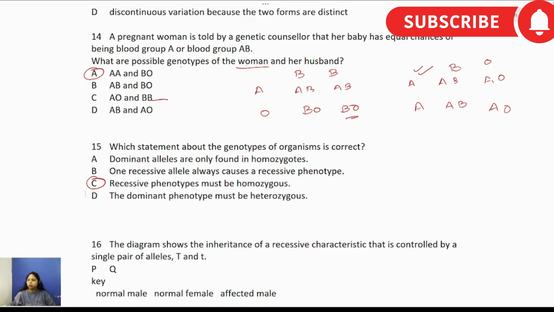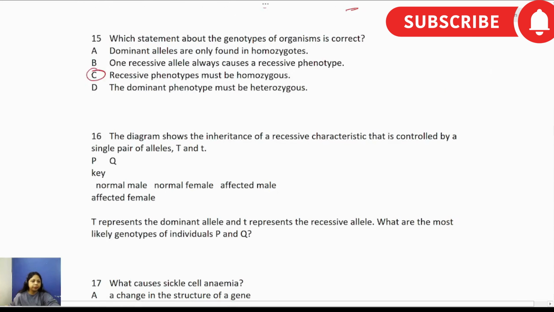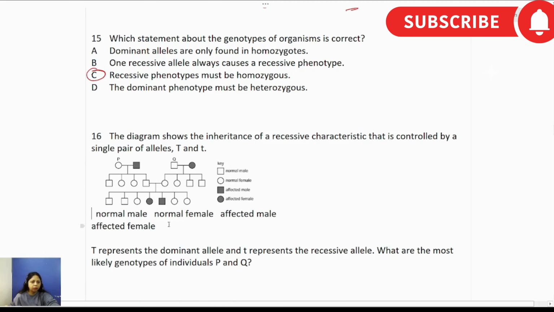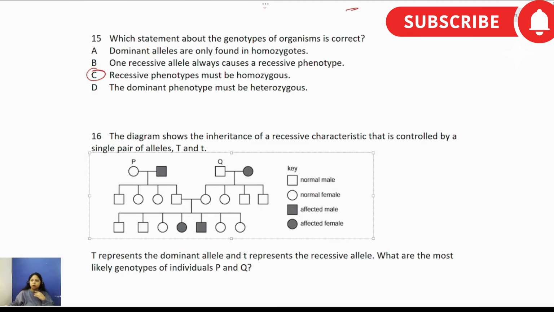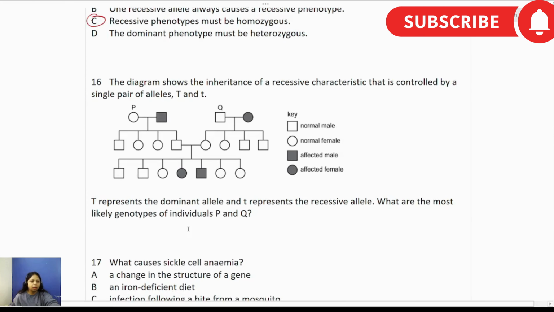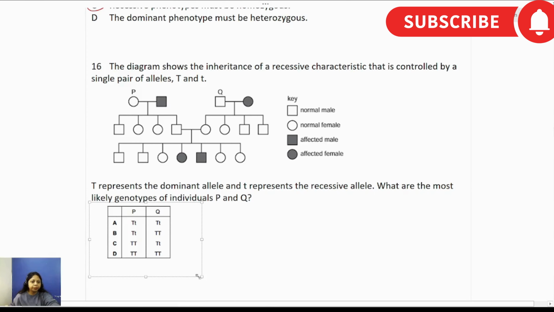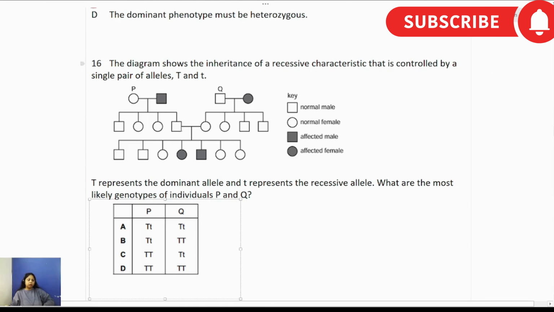Okay, so the diagram is given. Let me get to the diagram. It's question number 16. Okay, now a difficult thing. We have the pedigree one. We have this and then we have a table. Okay, so we have a particular diagram given.